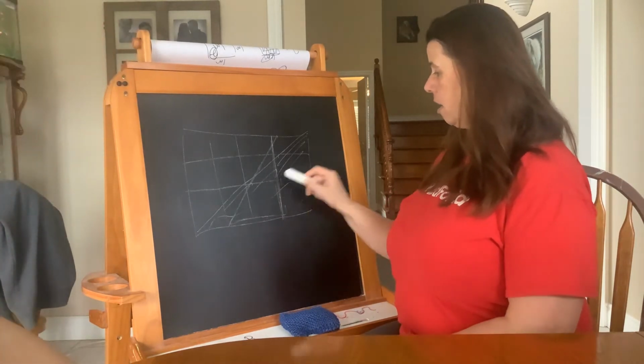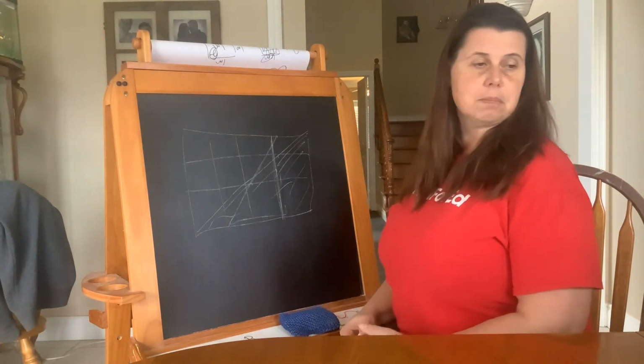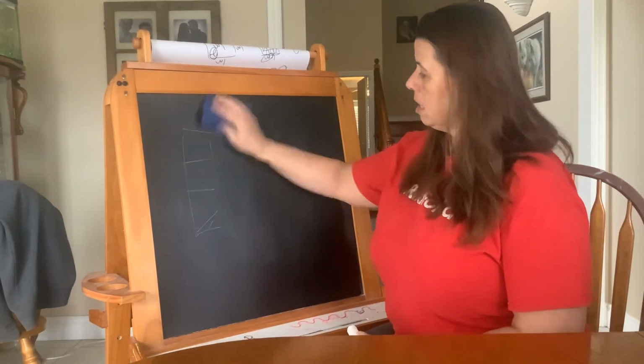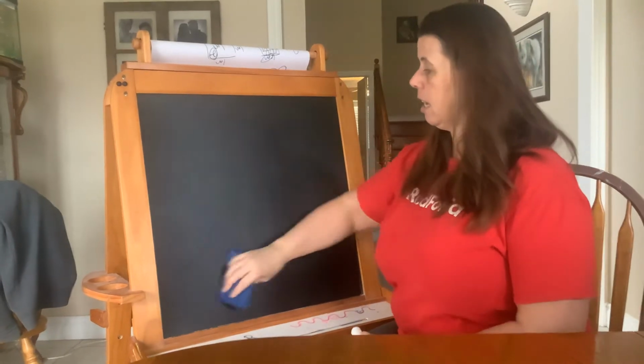So they want you to shade in half of the grid. Does this triangle cover that? No, it doesn't. Okay?